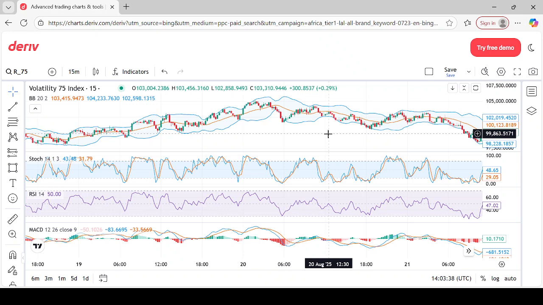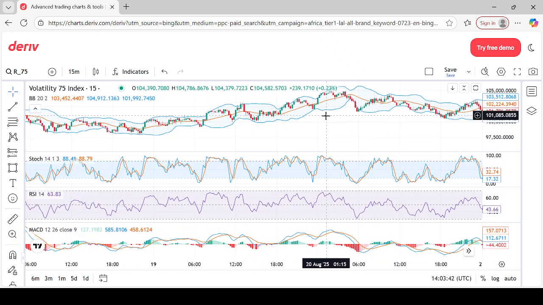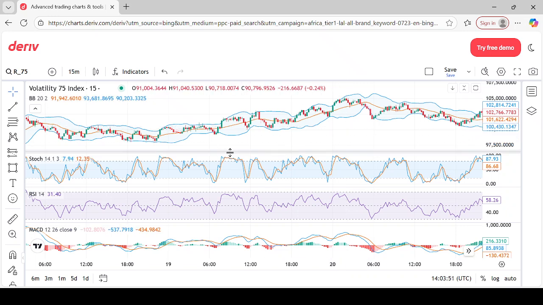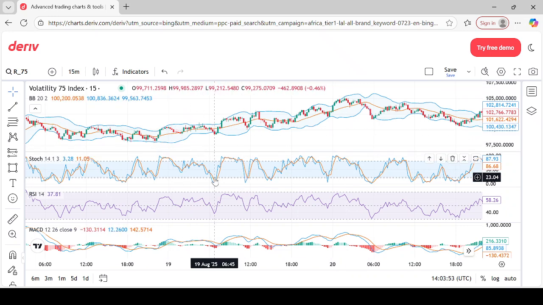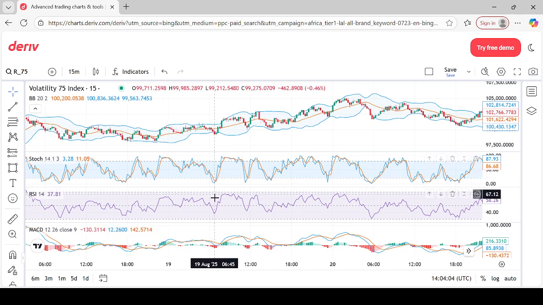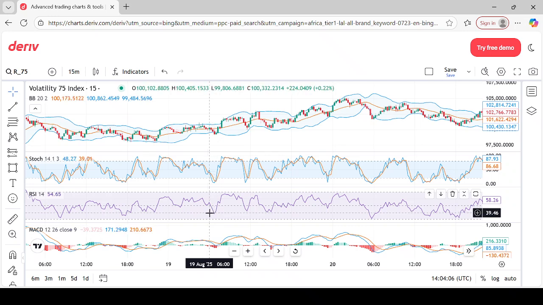So now, if you are looking for a buy signal, first things first, you would have to look for these conditions. The stochastic oscillator must reach the level 20, and as you can see at this area, it is at 20. The RSI has to touch level 30, and as you can see, the RSI touched the level 30.